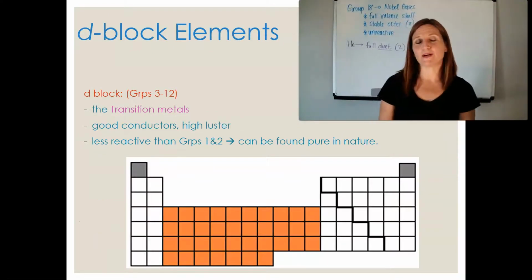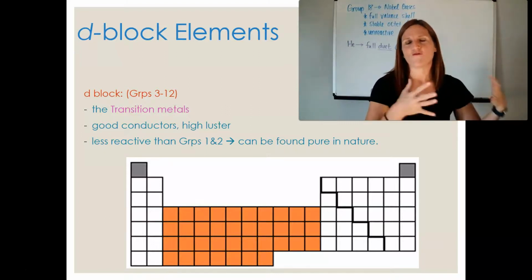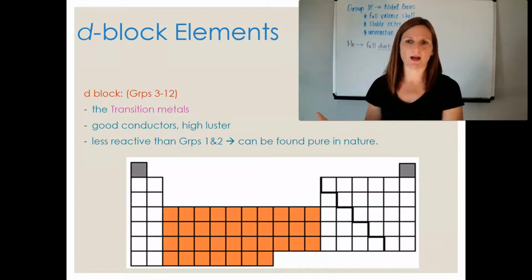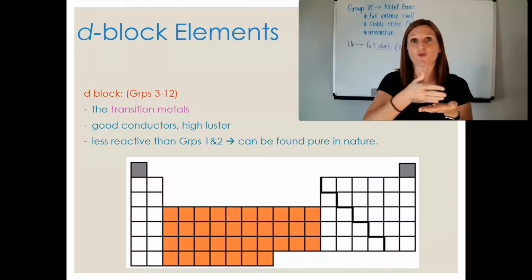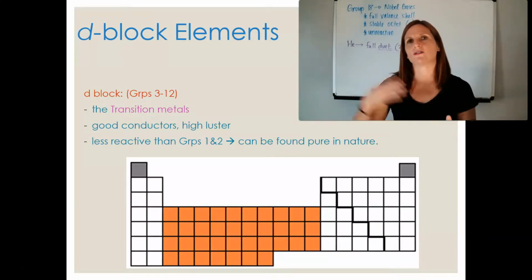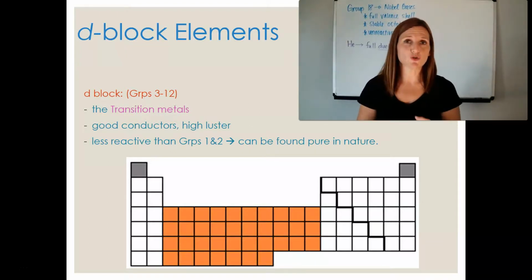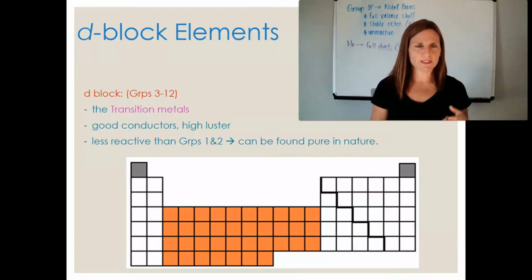The next part of the periodic table is called the D block. The D block is also called the transition metals because they're transitioning from the S block metals to the P block metals. And so once again, we have this kind of gradient of change where they're becoming less and less metallic in character as they move over towards the stair-stepping line that separates the metals from the non-metals. These transition metals are good conductors. They have a high luster. We like to use these in jewelry and in structural material. They're really nice, solid metals.